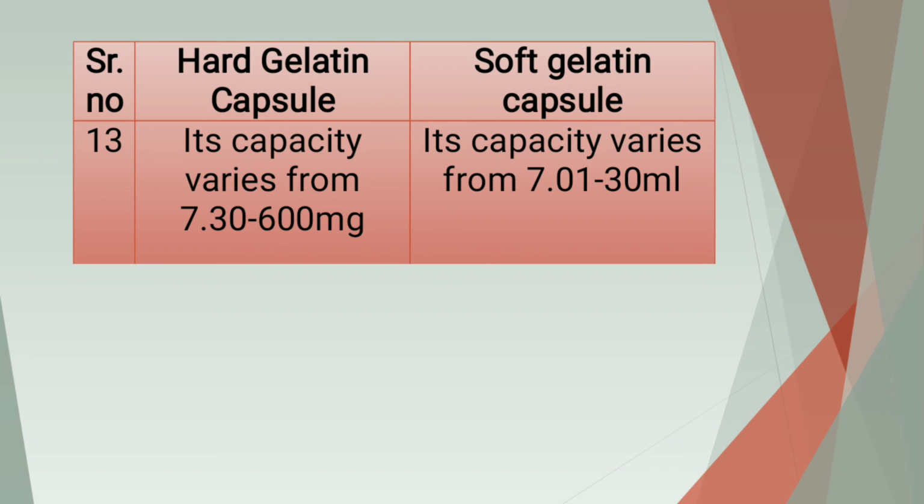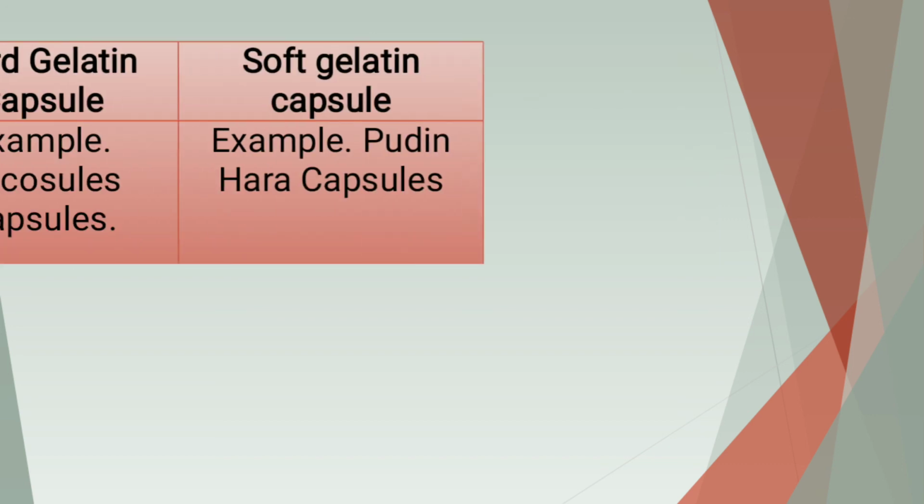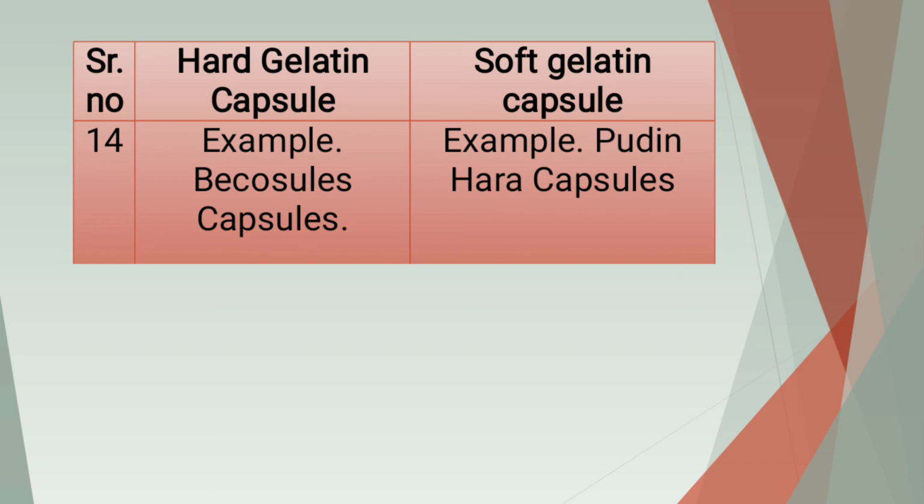Then the next difference, the capacity of hard gelatin capsule varies from 7.30 to 600 mg, whereas the capacity for soft gelatin capsule varies from 7.01 to 30 ml. Then for examples, I have selected very common examples so that you can find out what are hard gelatin capsules and soft gelatin capsules. An example of hard gelatin capsule is Bicosol capsules, whereas an example of soft gelatin capsule is Pudin Hara capsule.